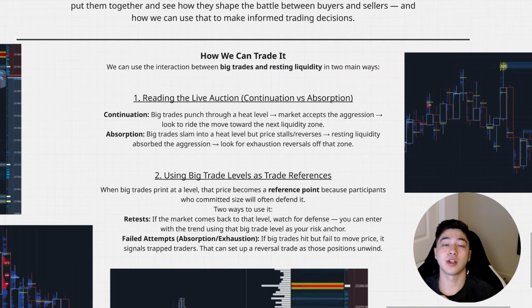So again, big trades show us aggression. Resting liquidity shows us where that aggression actually matters. And the combination, the acceptance versus the absorption at key liquidity levels, is telling us the story of the auction. It's allowing us to read it, and to see what buyers and sellers are doing in real time. So there's no guessing involved. There's no predicting involved. It's just reading and reacting. And that's how we can utilize this framework to try and take winning trades.